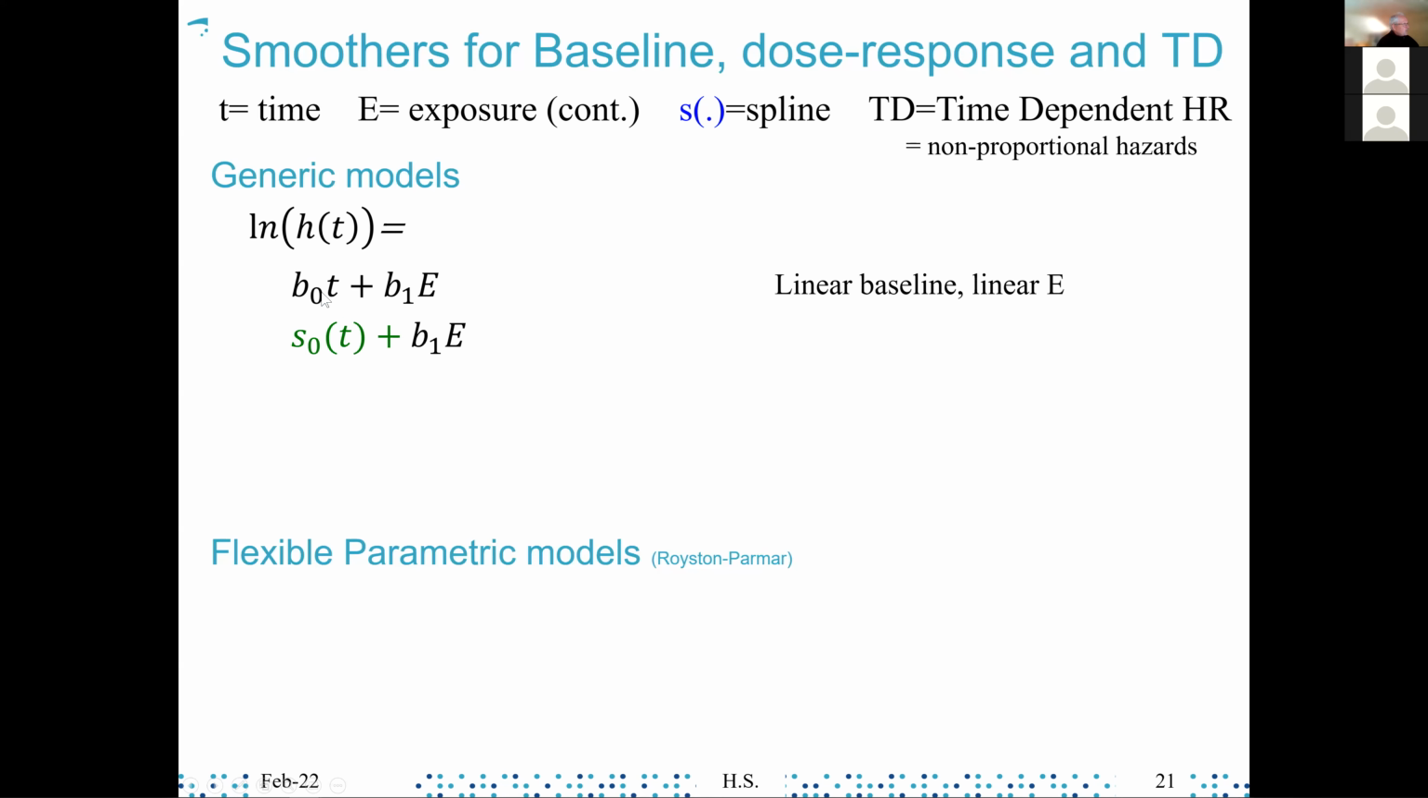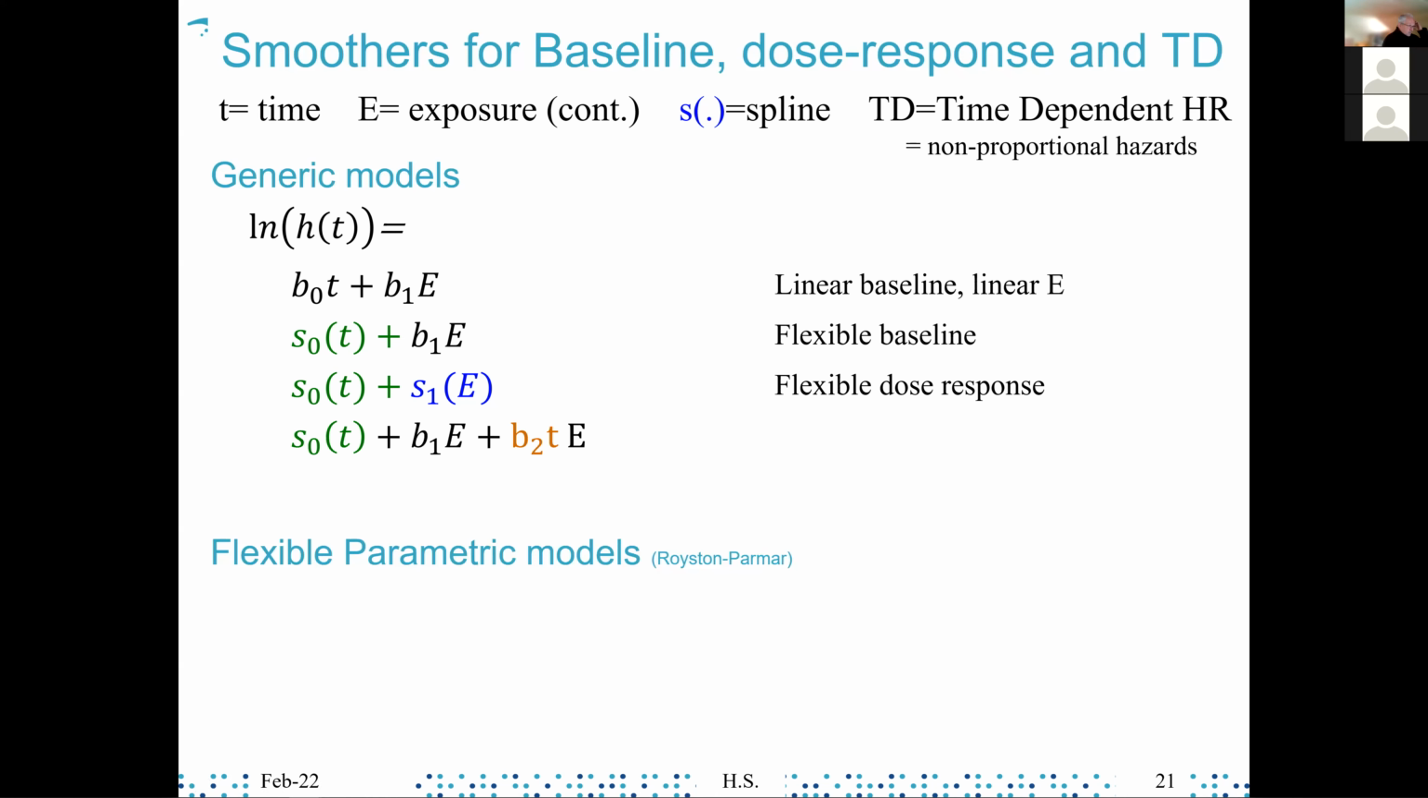If we replace this function with a spline in time instead, then we have a flexible baseline, and that's what we're doing in these models. Now the shape of the baseline function could be any shape you like, or almost any shape you like. Now, if we don't believe in a linear function of the exposure, we can replace this one with a spline in the exposure variable. So now we have a flexible dose response, like we did in the linear and the logistic models.